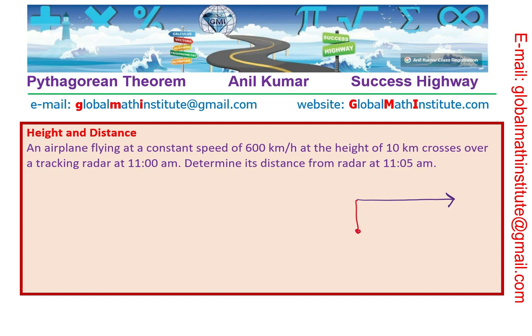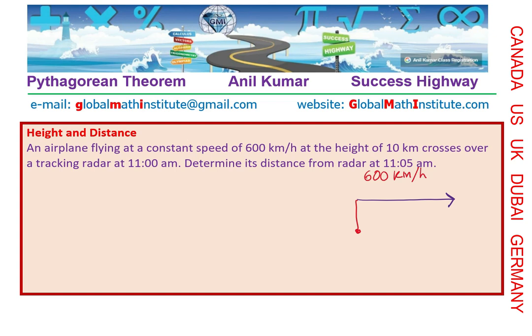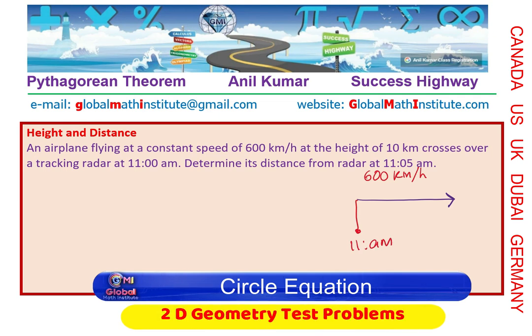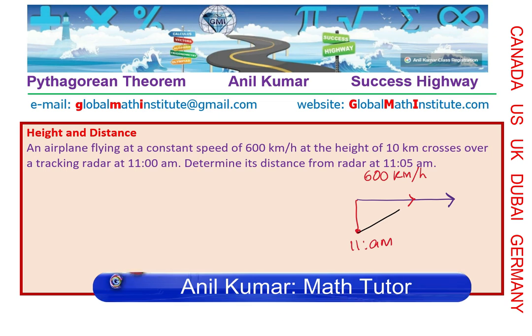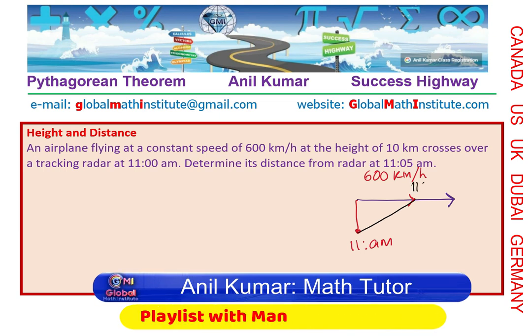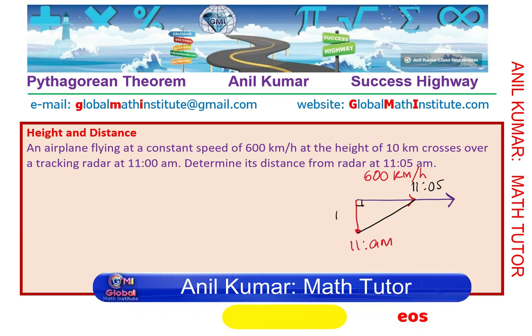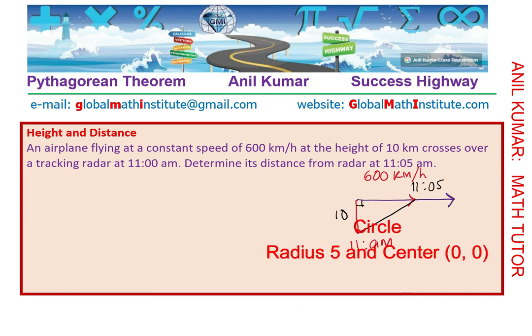So, what we are given here is that the plane is going at 600 kilometers per hour, right? And this happens at 11 a.m. It crosses. So, at 11:05, it will travel some distance, correct? So, we are really interested in finding the distance from here to there. Is that okay? So that is at 11:05. So that is the question. Obviously, this is 90 degrees. We know that it is 10 kilometers above. Correct. So again, a very similar question.